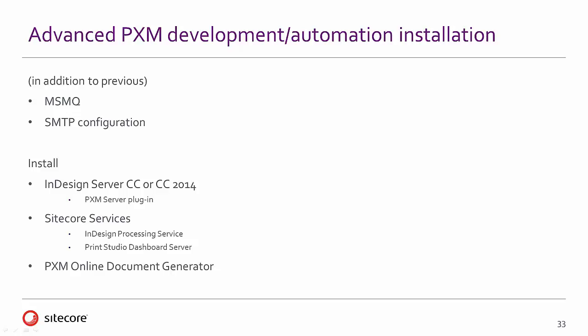These include using MSMQ, or Microsoft Message Queuing, configuring PXM to use SMTP if required, as well as installing InDesign Server CC or CC 2014, and the Sitecore services, namely the InDesign Processing Service and the Print Studio Dashboard Server. After that, we'll install the optional PXM Online Document Generator component.